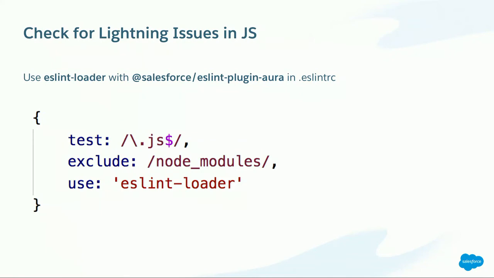Another part is that if your custom code actually does something with global variables that are exported by Lightning and LockerService, then it probably will break. So I just open sourced a new plugin for ESLint. ESLint is a code quality tool for JavaScript that will complain about your code if you do something not Lightning compatible. You can access it in NPM under eslint-plugin-aura.